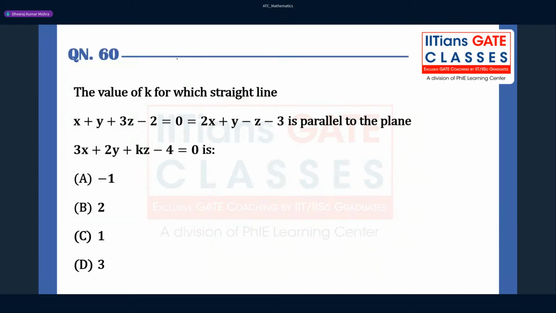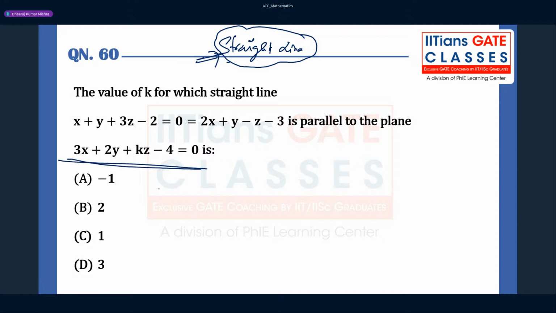The value of k for which straight line? They have given some straight line here. Again, straight line is a very favorite for the exam authority, right? Guys, always revise from the NCERT straight line chapter. Don't skip this, and the vector algebra chapter too. Straight line, vector algebra, all these chapters. Next, the value of k for which the straight line x plus y plus 3z minus 2 equal to 0, 2x plus y minus z minus 3 is parallel to the plane 3x plus 2y plus kz minus 4 equal to 0 is.